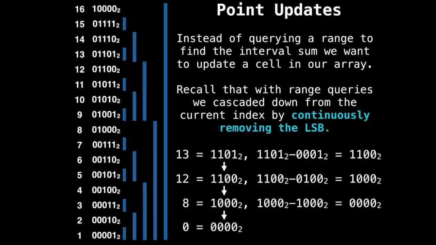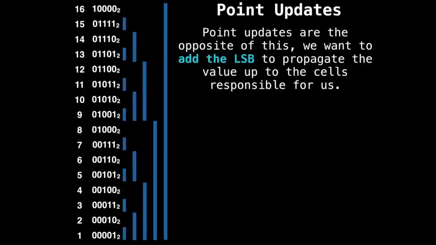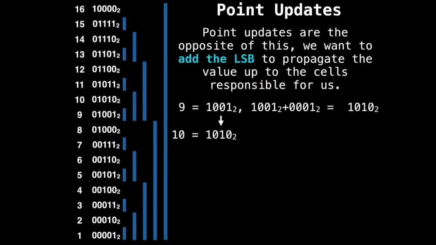So doing a point update is very analogous to this, but instead of removing, we're going to be adding the least significant bit, as you'll see. For instance, if we want to add a value at index 9, then we have to find all the cells which are responsible for 9, because remember, cells are responsible for a range of responsibility. So if we start with 9, we find the least significant bit and add it to 9, and we get 10.